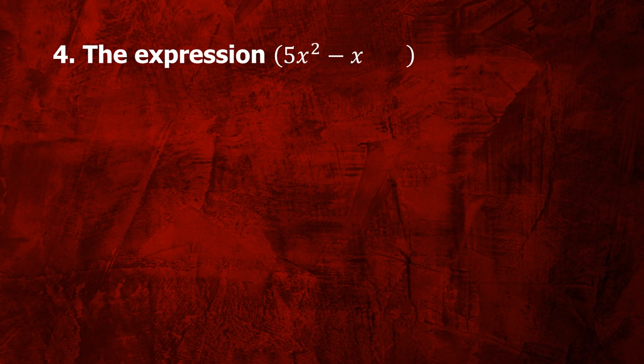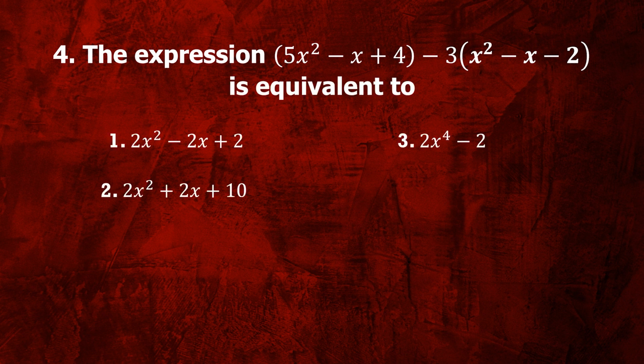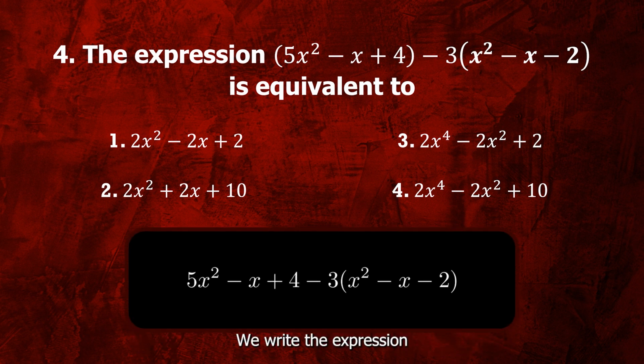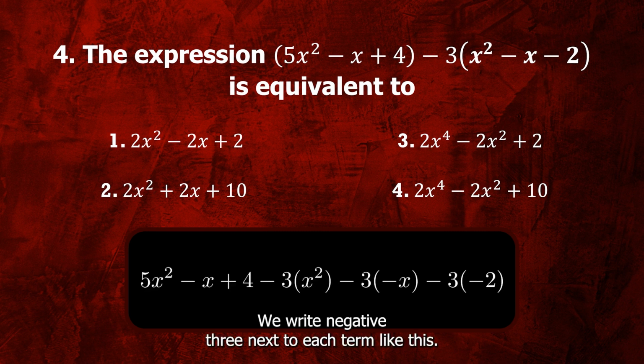Question 4. The expression 5x squared minus x plus 4 minus 3 times x squared minus x minus 2 is equivalent to. First, we write the expression. We multiply -3 by each term inside the parentheses. This is the distributive property. We write -3 next to each term, like this.